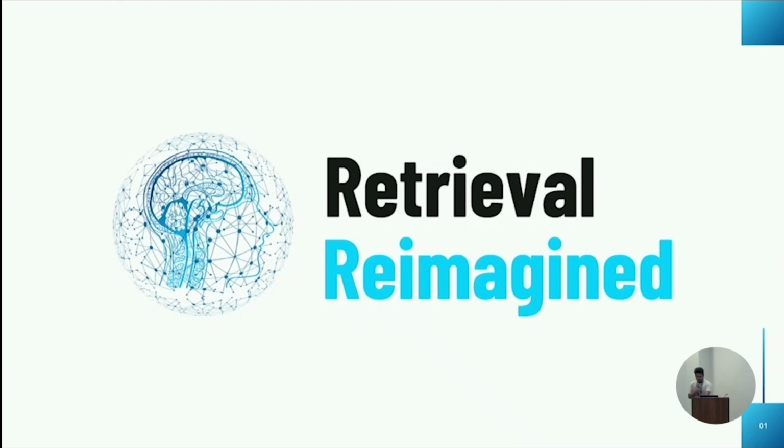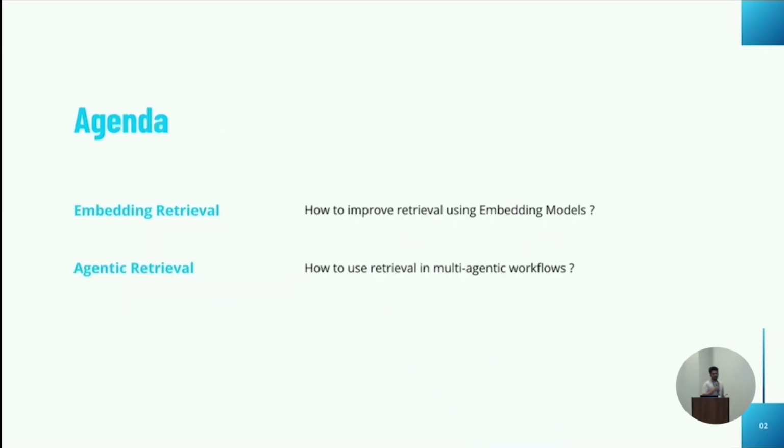Yeah, so the agenda for today's workshop is just to understand how to reimagine retrieval. So, I would not be talking about RAG because I believe we have heard that in the workshop more than 50 times already. So, today it's all about embedding retrieval and agentic retrieval. And embedding retrieval is not RAG. I would explain soon how that is different.